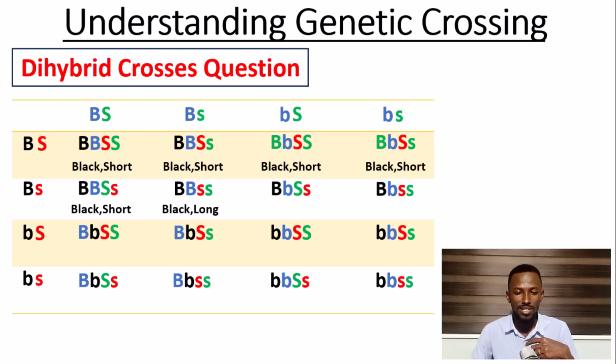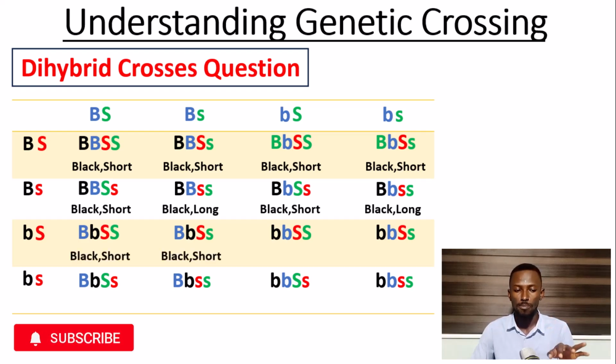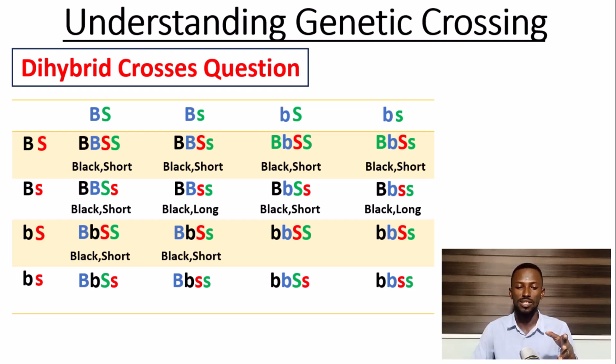Can you guess what the next 2 will be? Yes, black short and black long. Now let's see if you can guess the next one. Compare our answers to what you think the answer should be. What do you think the answer for the small b, capital S will be? I think you've guessed it right.